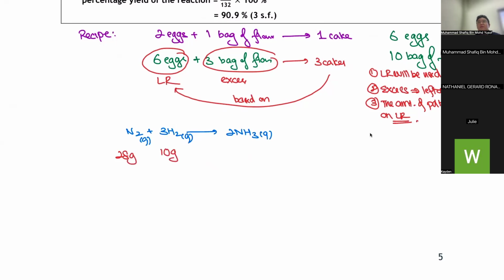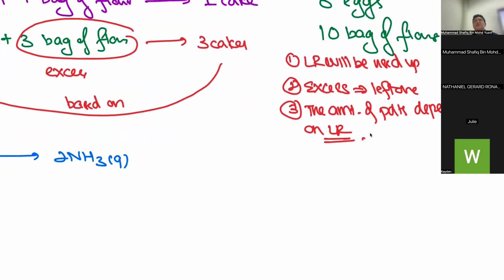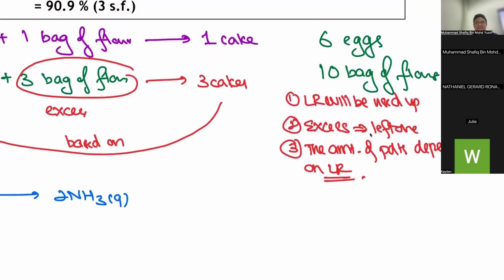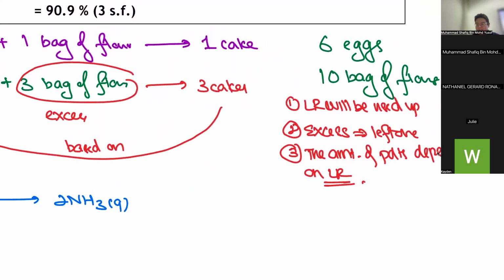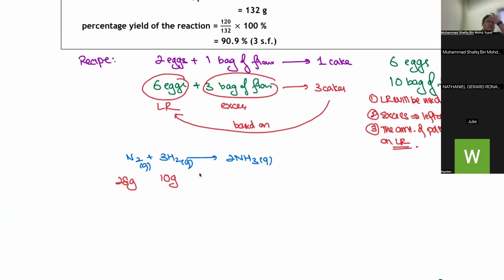Sorry. Anyone who cannot see my handwriting? Which part you cannot see? Products. Product usually short for PDTS. Depend on limiting reagent. Anyway, those who are done, you can copy this one.